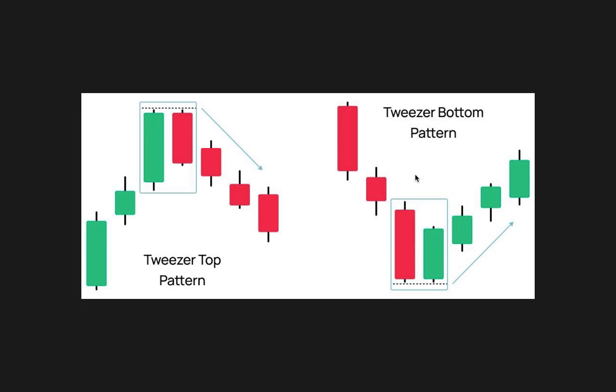For you to make sure that it is a tweezer candlestick that is forming, this red candlestick that develops, the next candlestick that will open has to be equal. It looks like a double bottom. You see that it is bottom, this one is top. So yeah, that is how to identify a tweezer candlestick.